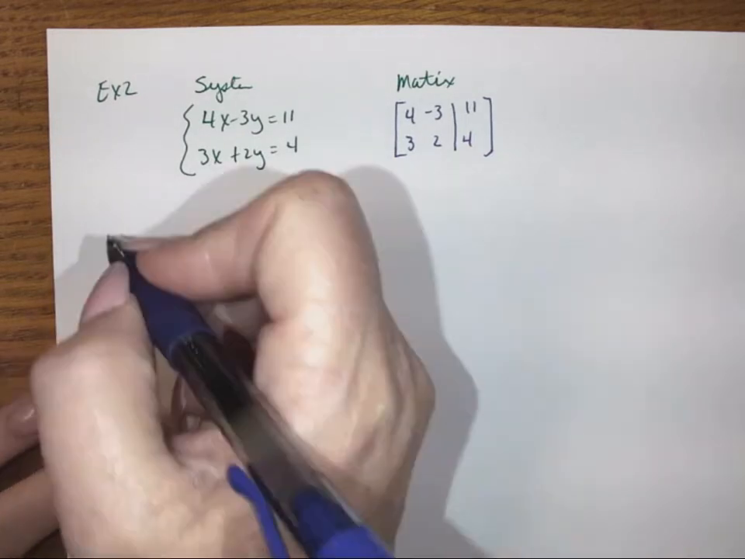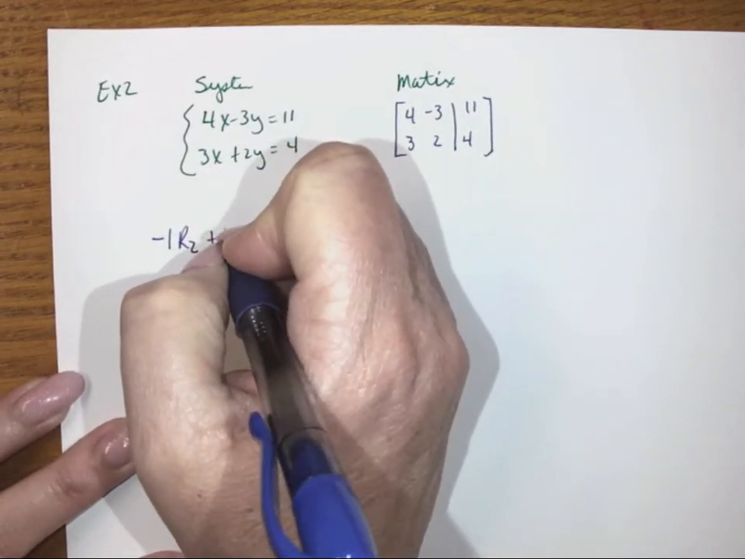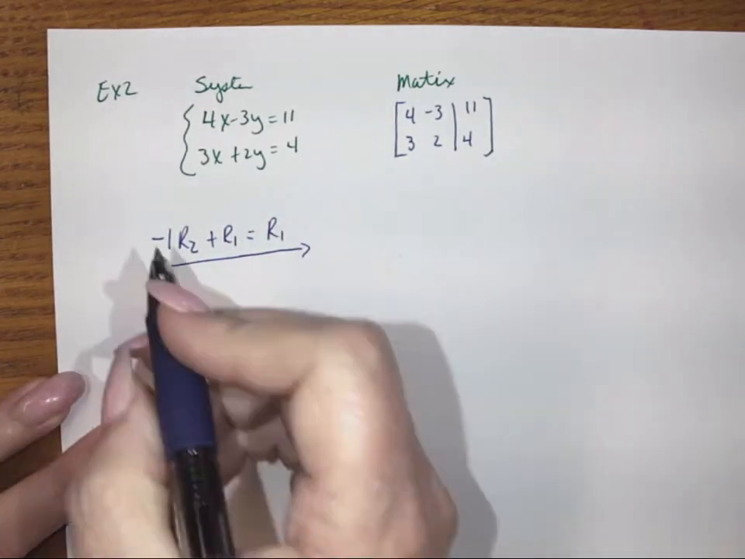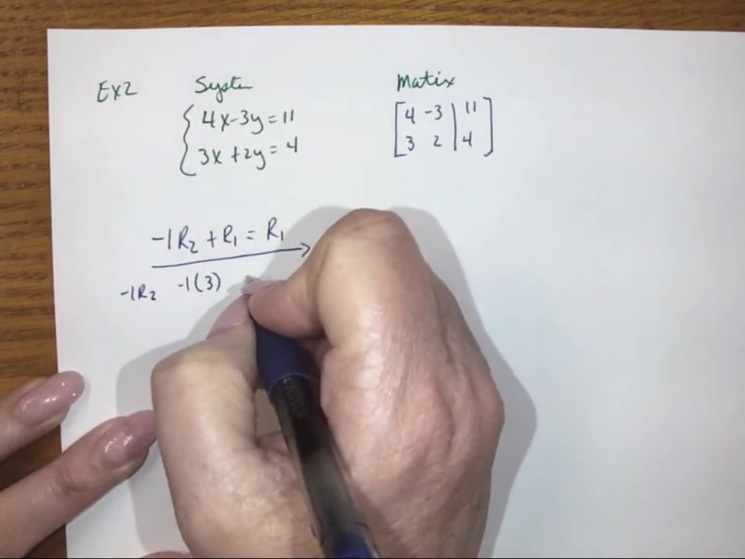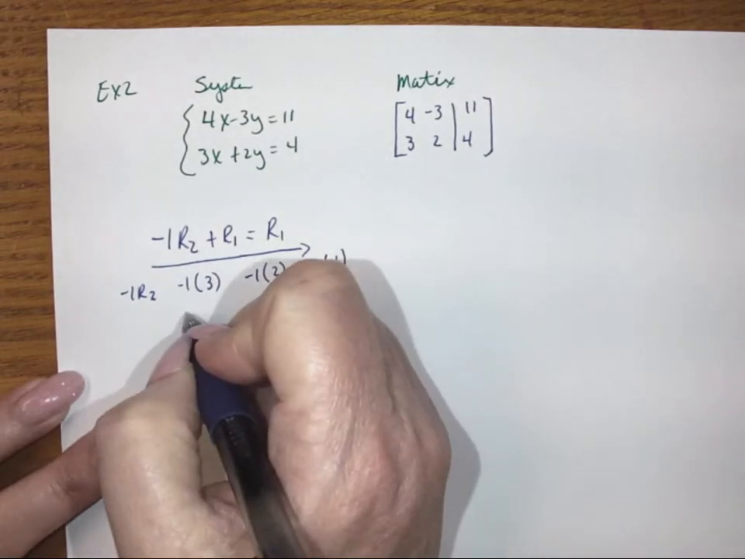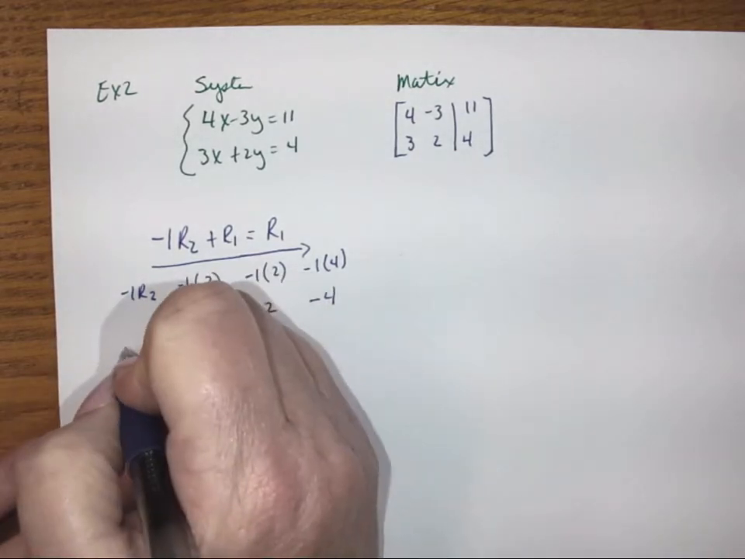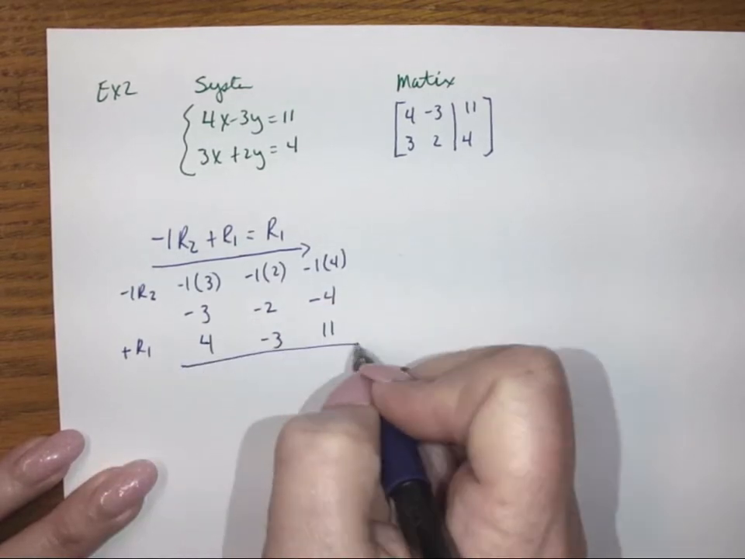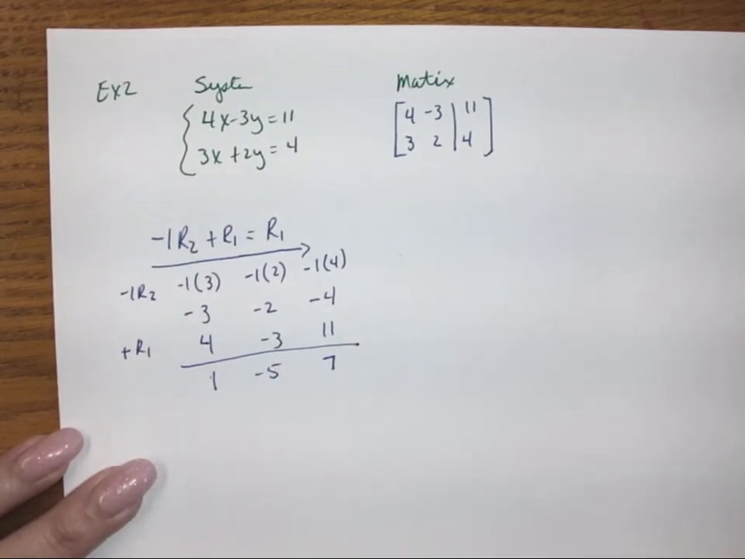So always think about what you're going to choose to do. So -1 times row 2 plus row 1 will equal our new row 1. So -1 times row 2 will be -1 times 3, -1 times 2, and -1 times 4. So that's -3, -2, and -4. And now we will add row 1, which is 4, -3, and 11. That'll get us 1, -5, and 7. And rewrite our matrix.